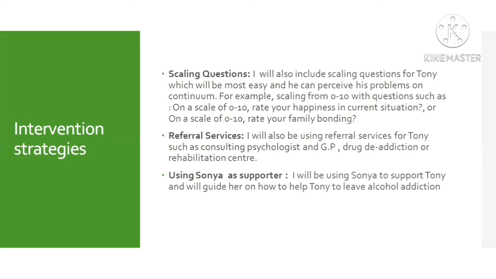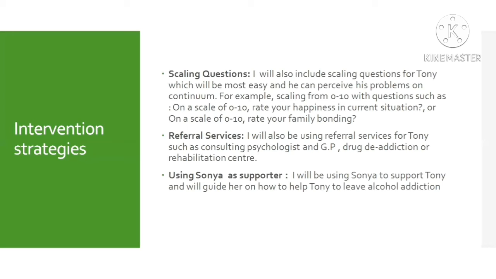Next is scaling questions. I will also include scaling questions for Tony, which will be easier, and he can perceive his problems on a continuum. For example, scaling from 0 to 10 with questions such as: on a scale of 0 to 10, rate your happiness in the current situation, or rate your family bonding. So I will get an idea through asking scaling questions of how Tony feels his life is currently, and I can further think about how to work on those things.